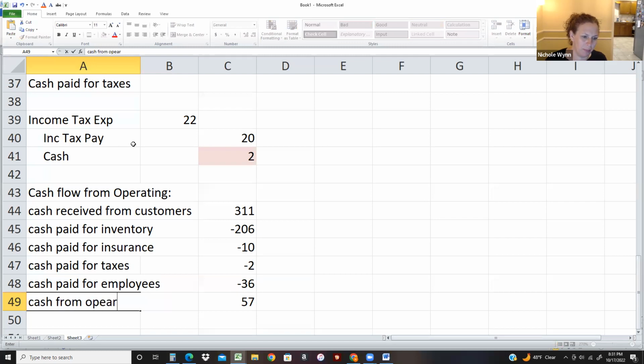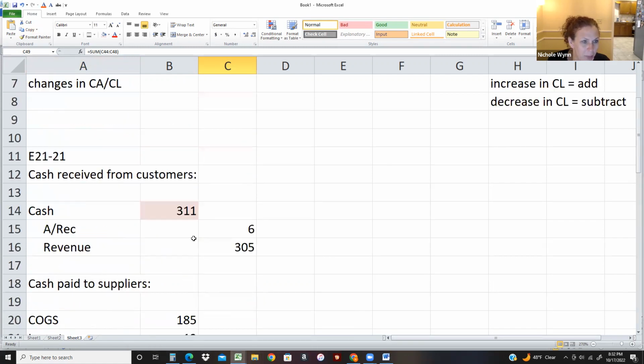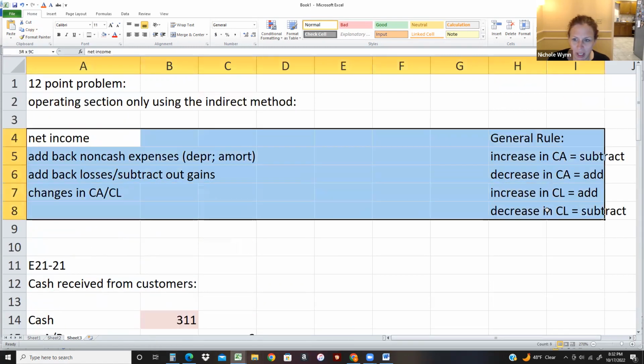Cash from operating. I know that's the answer because it matches the reconciliation of net income for operating. So that's the indirect method that's given in the table on the right of the book. So that's a good example, but for the problem on your exam, you're basically going to just do this. You're going to have the items and you're going to go through and do it.